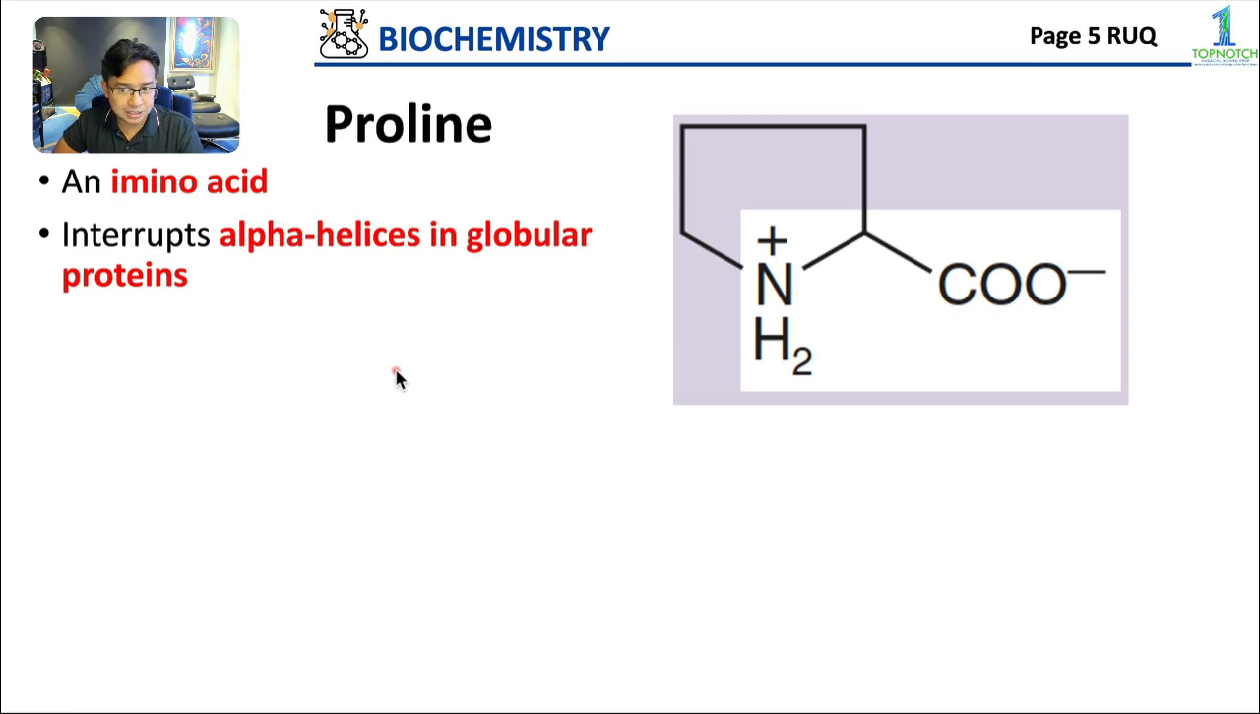Proline is not an amino acid but an imino acid. And because of its structure, it can interrupt alpha helices in globular proteins along with glycine.